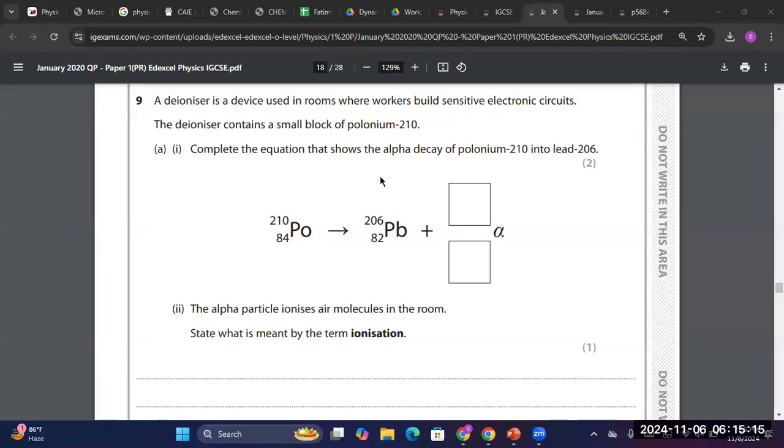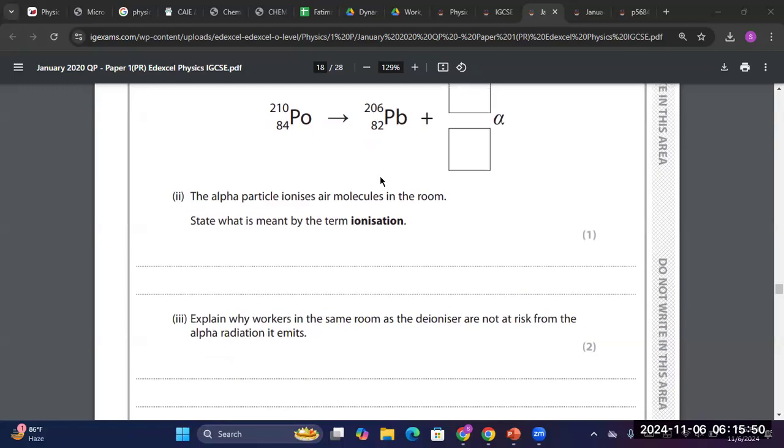Shreya, can you tell me what numbers I should write down over here for the alpha particles? So will the first one be 4? Yes, correct. And then the bottom one would be 2. Yes. Correct, correct. All right. Now they're saying the alpha particle ionizes air molecules in the room.